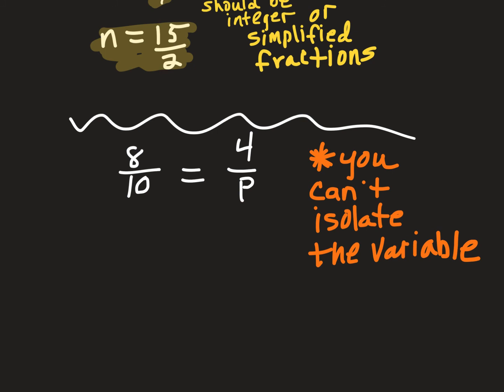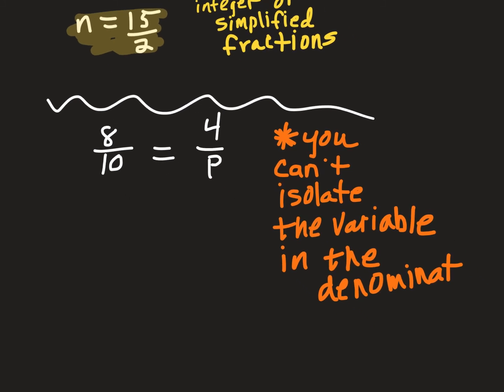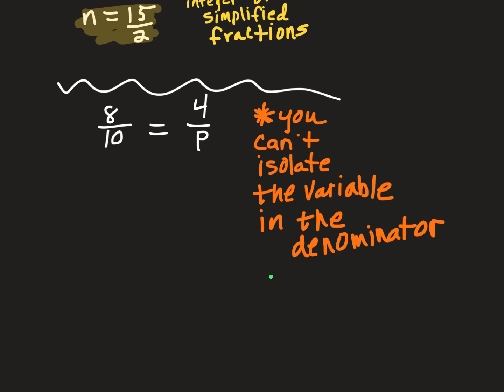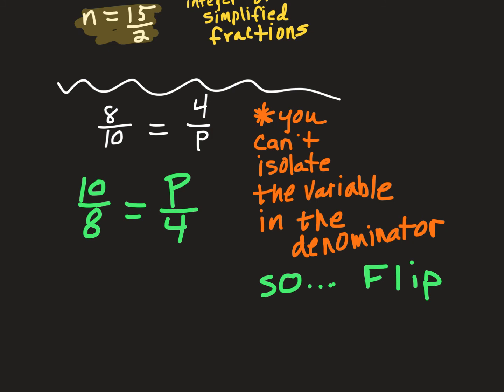So you can't isolate the variable in the denominator, because you're not doing P divided by 4, you're doing 4 divided by P. So you can't cancel out, but there's a very easy solution to that. You can't isolate the variable in the denominator, so flip. Instead of 8 over 10, it's going to be 10 over 8. Instead of 4 over P, it's going to be P over 4.